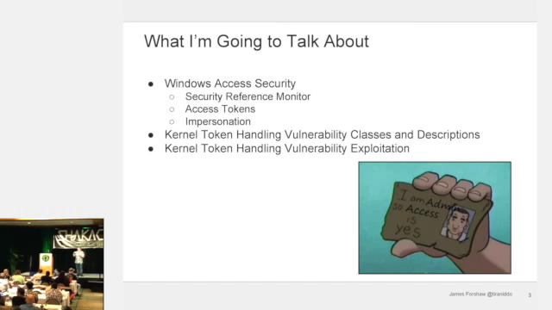So the title is Social Engineering the Windows Kernel. But what is it I am actually going to talk about? I'm going to be talking about basically Windows access security, how it actually does it, talking about things like the security reference monitor and access tokens. And then I'm going to talk about kernel token handling and the sort of vulnerabilities you can find in that, which can lead to local privilege escalation vulnerabilities.